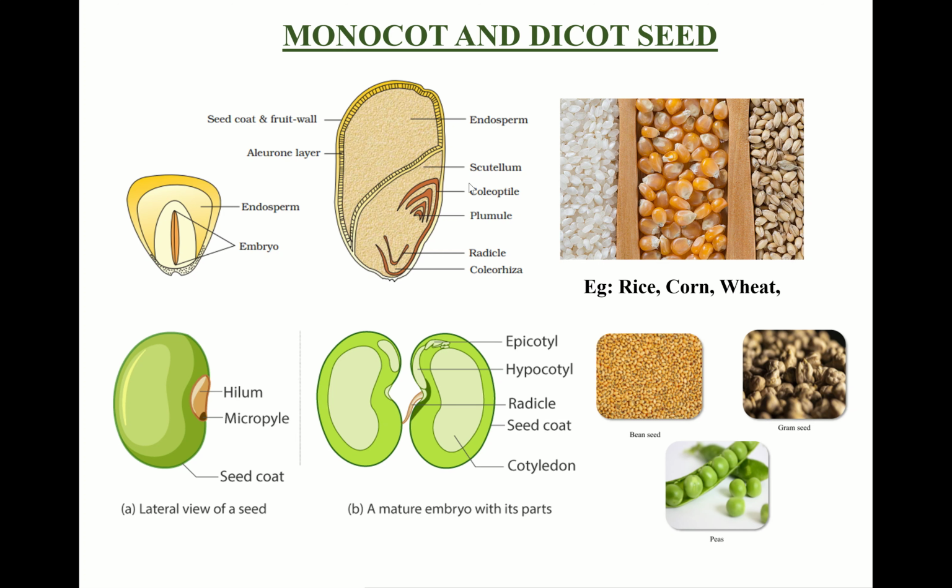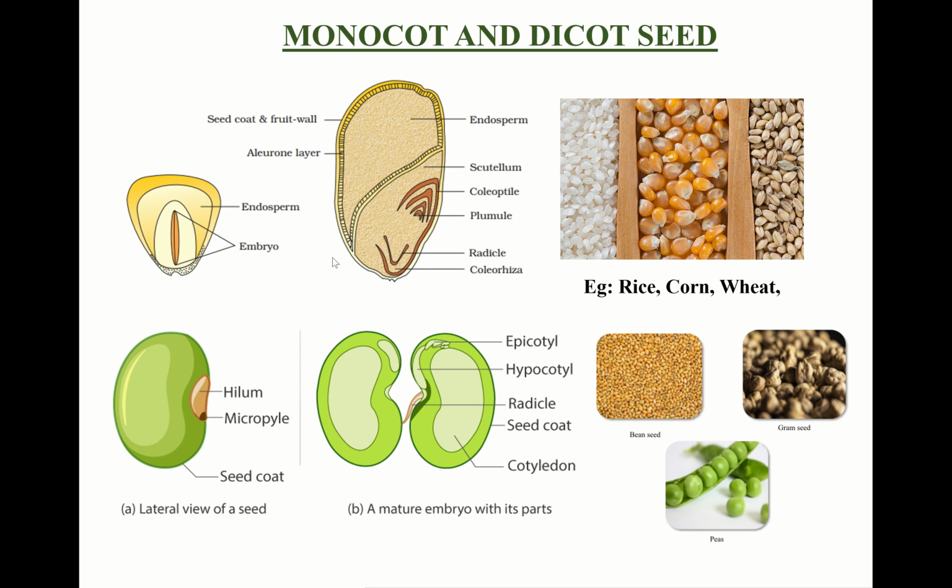As I mentioned, monocots possess a single cotyledon. So scutellum is a shield-shaped cotyledon that is present in the monocot seeds. Okay, so the region above the embryonal axis is called epiphysis, and the region below the embryonal axis is called hypophysis. So this portion is called hypophysis, and this portion is called epiphysis.